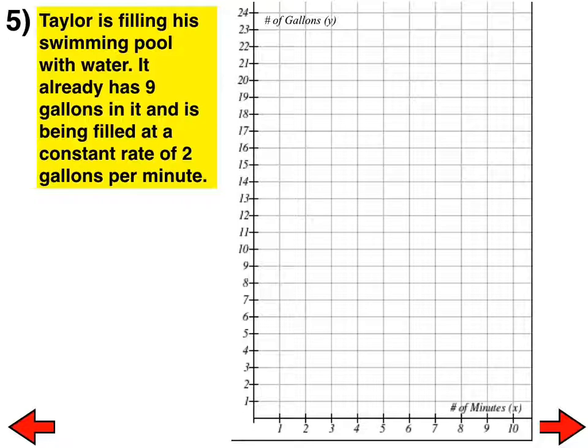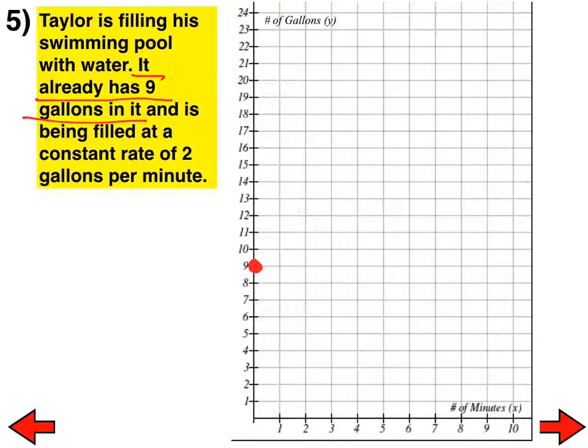Taylor is filling his swimming pool with water. It already has 9 gallons in it. So let's stop for a second. It already has 9 gallons in it. So what does that tell you then? Okay, so be a little more specific on that. The line is going to start at 9. Yes? 9 is the initial value. And I know that's what she meant. But what that means is that right here is the y-intercept or the initial value.